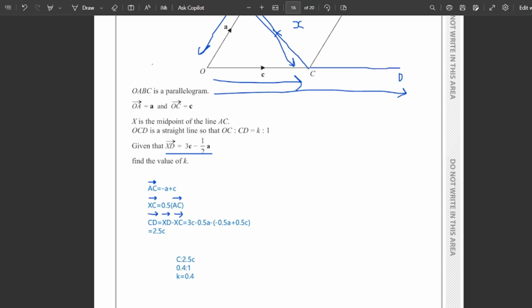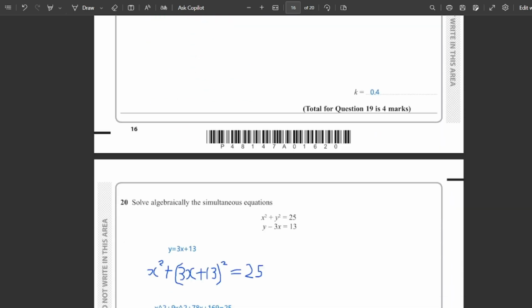So K equals 0.4. The issue with this question isn't that it's particularly hard to do. It's just that you need to notice what maths you actually need to do. The actual maths itself isn't very hard.